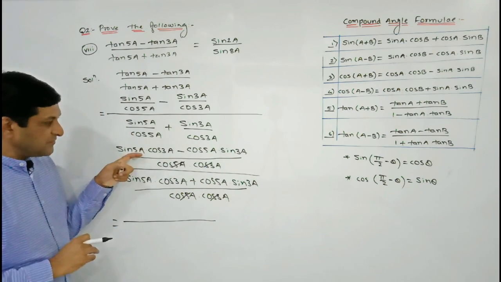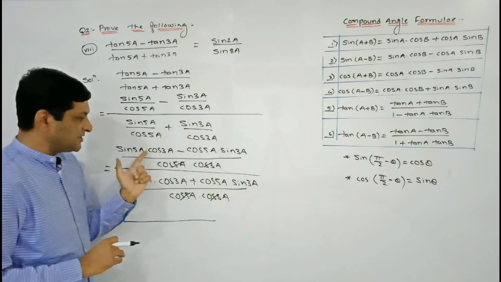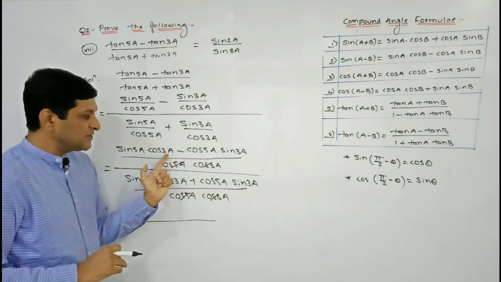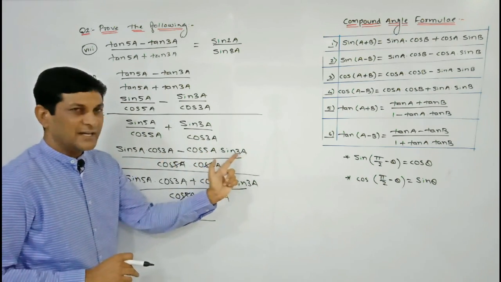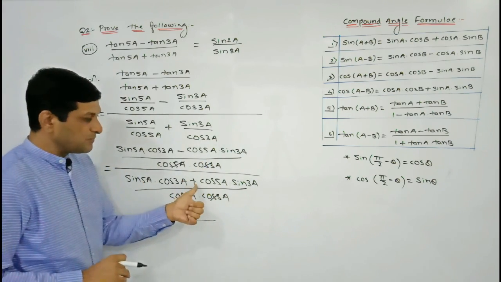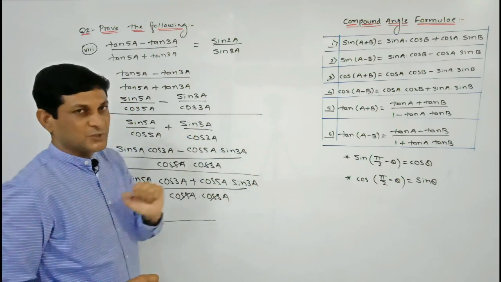Observe this term. It is in the form of sin a into cos b minus cos a into sin b. What is the value of a here? 5a. Check that. Same value is here. Yes. And b is what? 3a. Check that here also we are getting 3a. And in the denominator, terms are in the form of sin a into cos b plus cos a into sin b. Means terms are in the form of first two formulas.